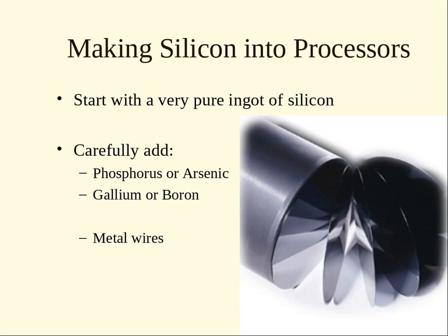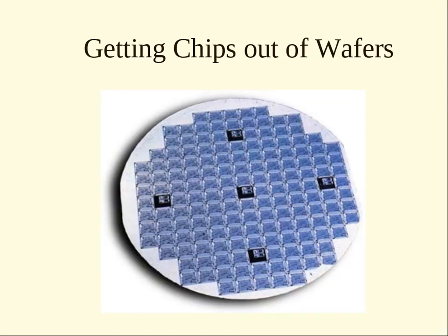So you start with silicon, you add phosphorus or arsenic, gallium and boron, and some metal wires, and boom, you have a processor. Okay? That's all you gotta do. You gotta carefully add phosphorus or arsenic and gallium or boron, put some metal wires onto silicon, and you have yourself a processor. That's one way of thinking how a processor is made. Obviously, that's not very useful for us because we have no idea how we're supposed to add that, but at one level, that's all a processor is.